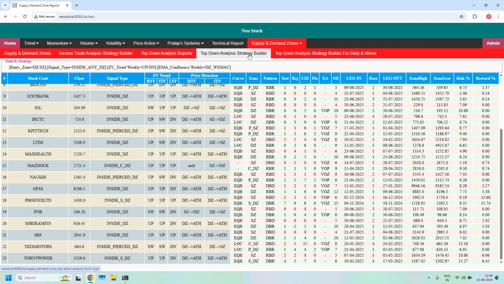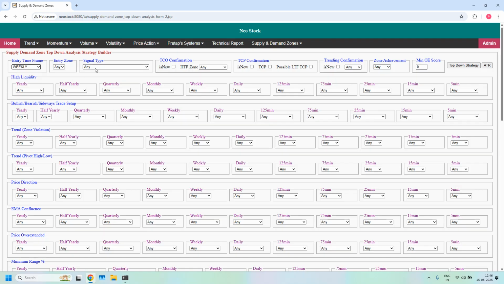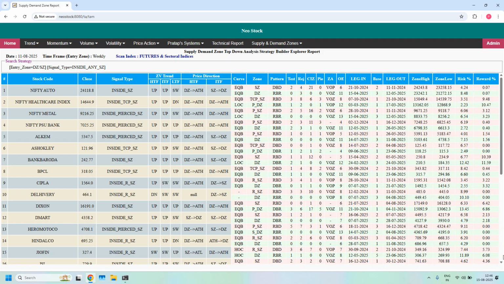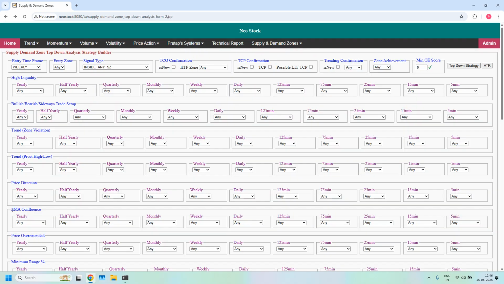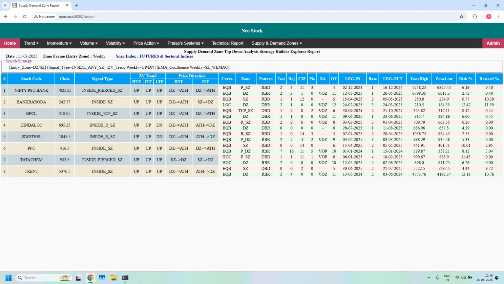Okay, next price closed inside the weekly supply zone. First 15 stocks in the list. Scrolling the list down. Total 30 stocks are filtered. We can further filter this list based on weekly supply zone having weekly EMA confluence, and also trend on the weekly should not be sideways. It can be up or down. We got 8 stocks.